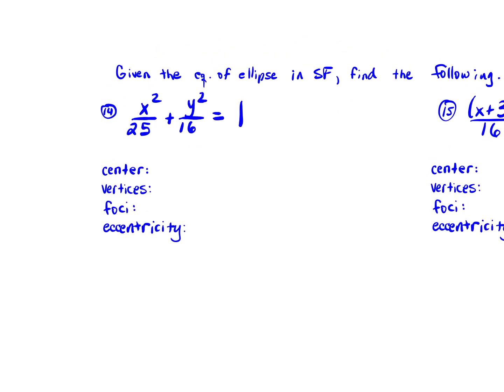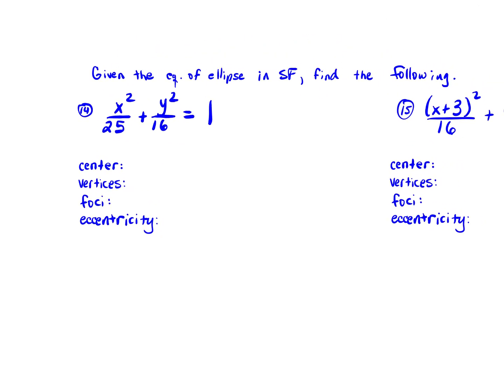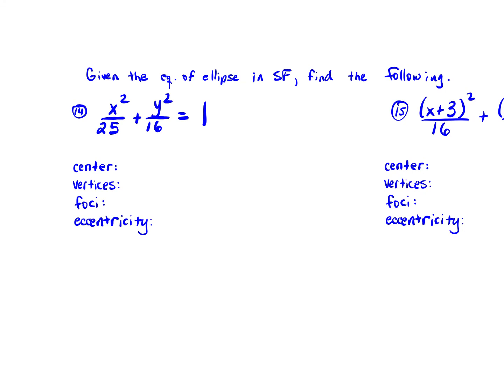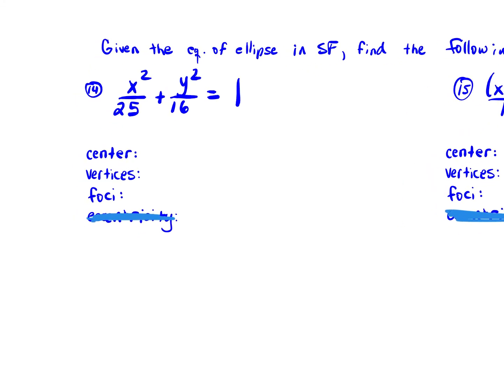Let's look at 14. So given the equation of the ellipse in standard form, find the following. You guys are not going to have to find the eccentricity. Yeah, we skipped it in the notes, so you're not going to have to do that. So let us find the center. What would our center for 14 be? 0, 0.